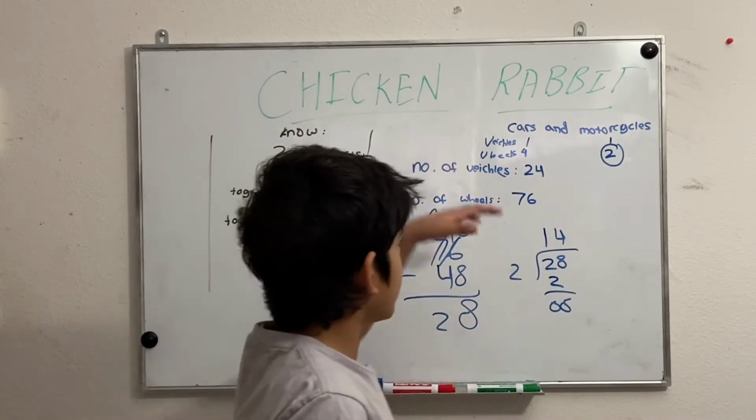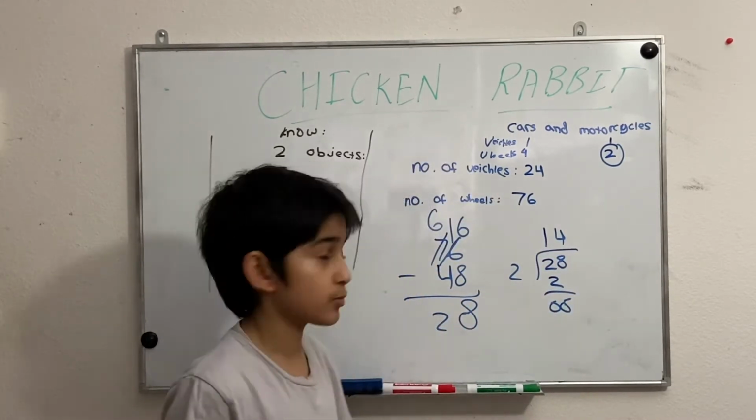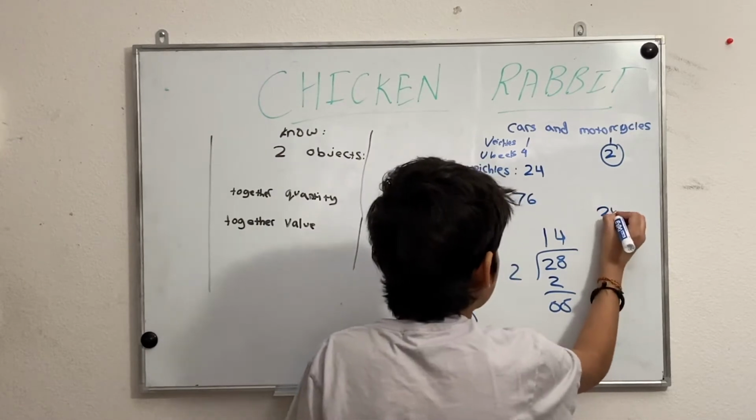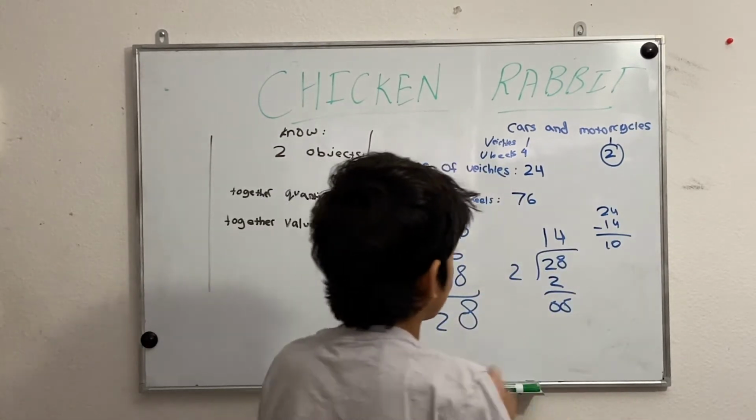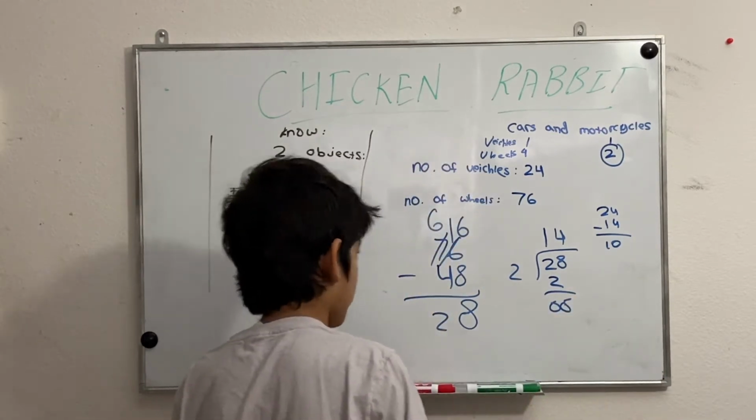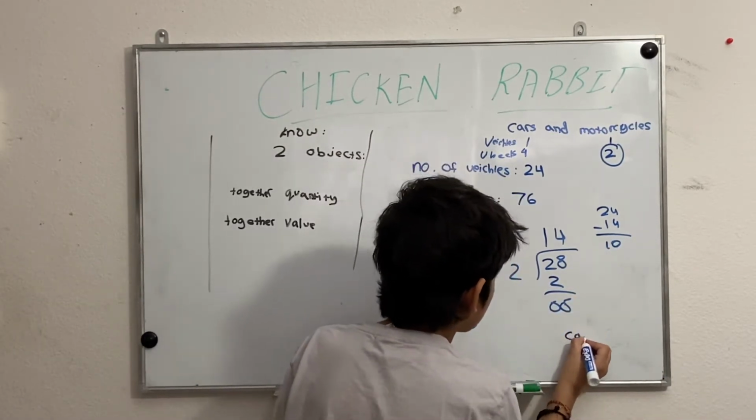This is going to be 14 cars. And how many motorcycles? What we can do is subtract: 24 minus 14 is 10. That means motorcycles is equal to 10 and cars is equal to 14. So let's just write this here. Cars.